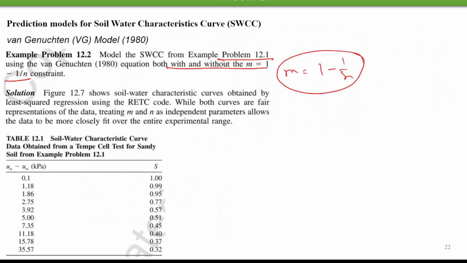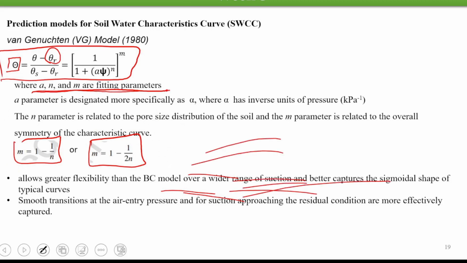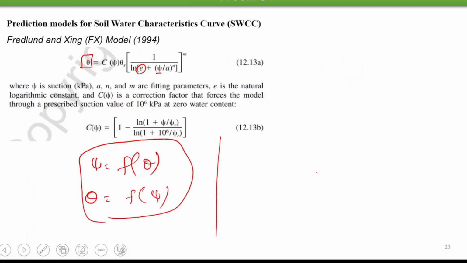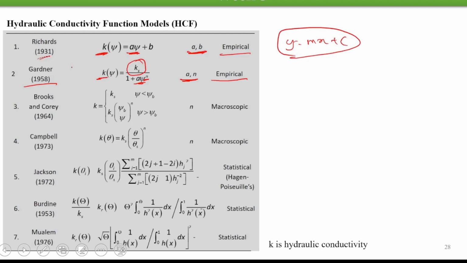As we have seen in the Van Genuchten model, there were three fitting parameters. Similar to that, for the hydraulic conductivity function we also have these fitting parameters. These fitting parameters we determine based on the best fit, as we have seen earlier also.